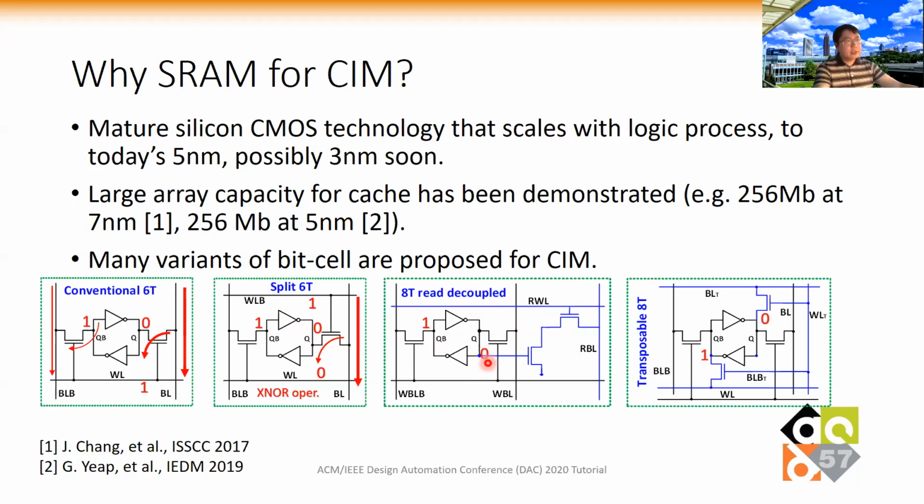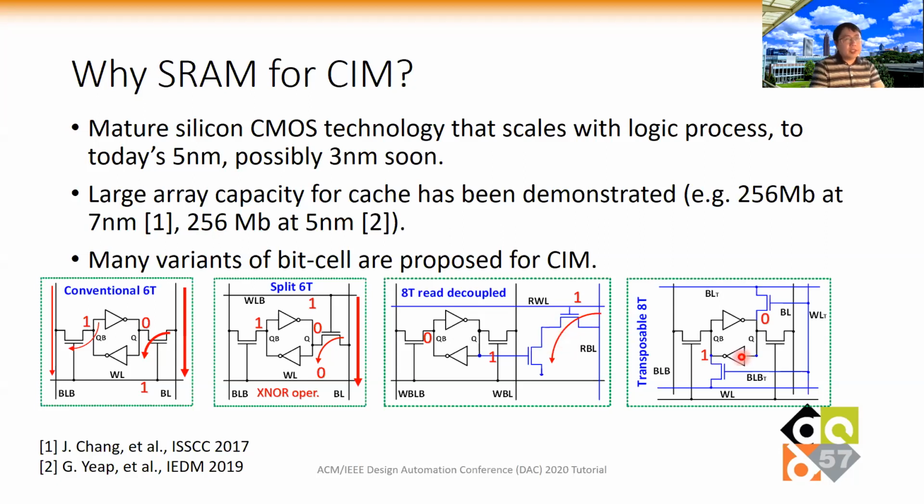So in this case, if the read word line is 1, but the weight here is 0, there's still no current flow from the read bit line. But if the data pattern is reversed, then this transistor will be turned on. So then we will have the current discharge from the read bit line, and we can still do the computation here. And we will not affect the data pattern stored in the 6T cell because the read is performed through those 2 additional transistors.